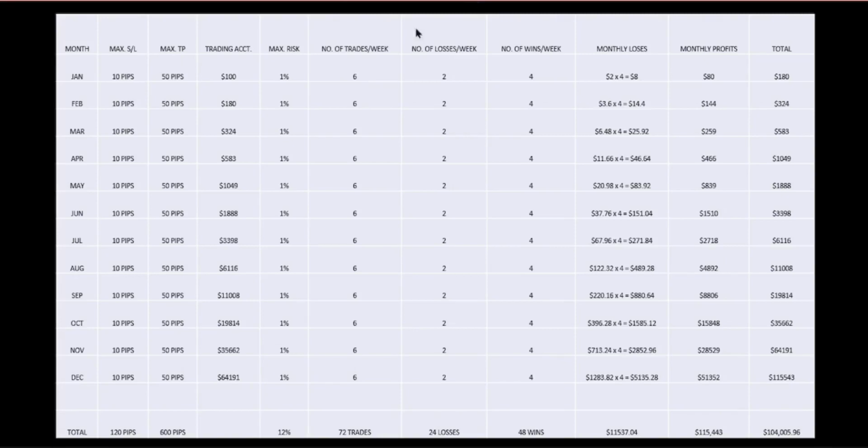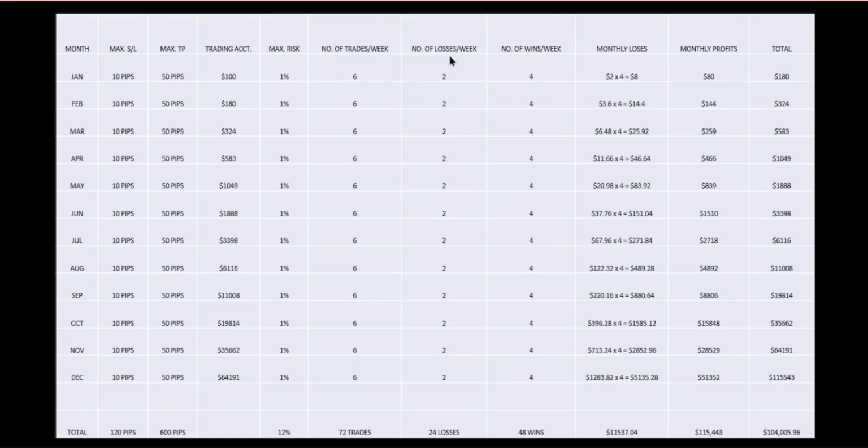Meaning that 6 trades per week, I should be able to have them in 3 trading days. You know, we have 5 trading days, but I'm looking at it in 3 trading days. All right? This is very much achievable. Very, very much achievable going by our methodology.